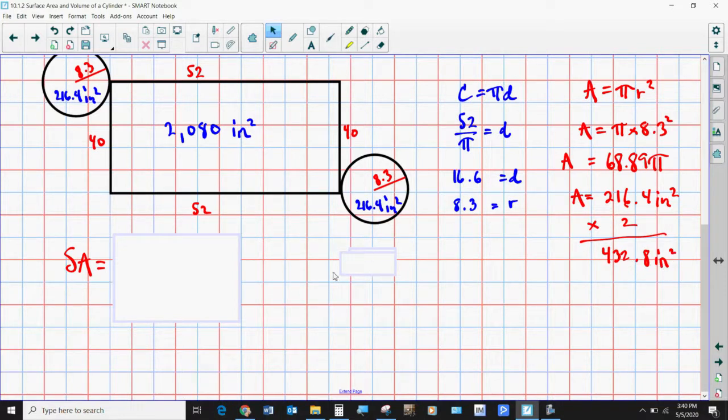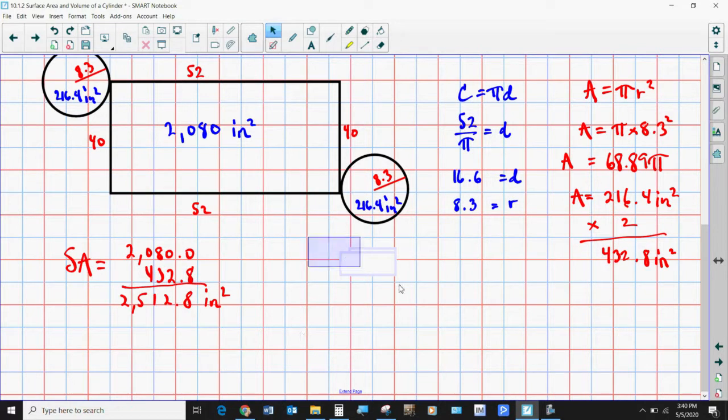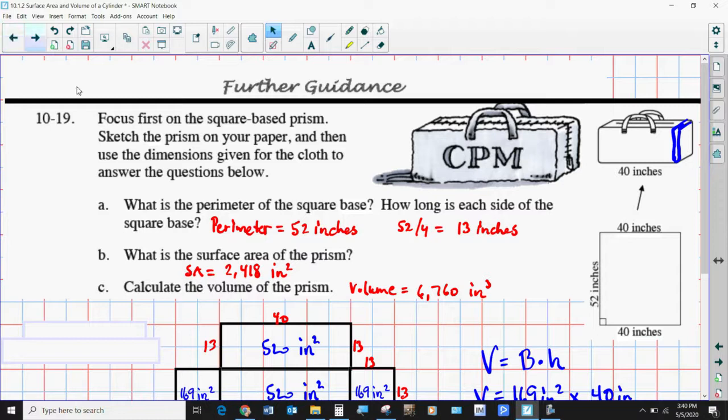So to find the total surface area of this entire gym bag, we have to add the rectangular lateral faces area plus the area of the two circles. So 2080 plus 432.8 gives us a total surface area for this gym bag of 2,512.8 square inches. All right, so how did that compare to the other gym bag? The other gym bag had a surface area that was 2,418.